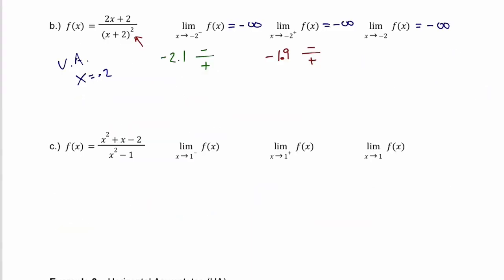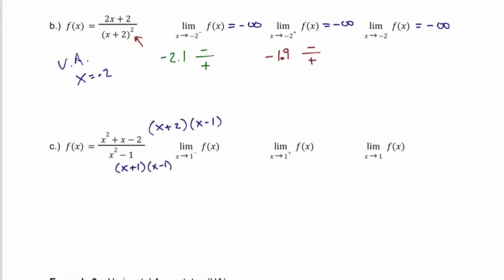And finally, I want to look at one more example. This example involves some factoring. We can factor the top. Two numbers that multiply to equal -2 and add to +1 are +2 and -1. And we can also factor the bottom. This is the difference of two squares. It factors as x plus 1 times x minus 1.